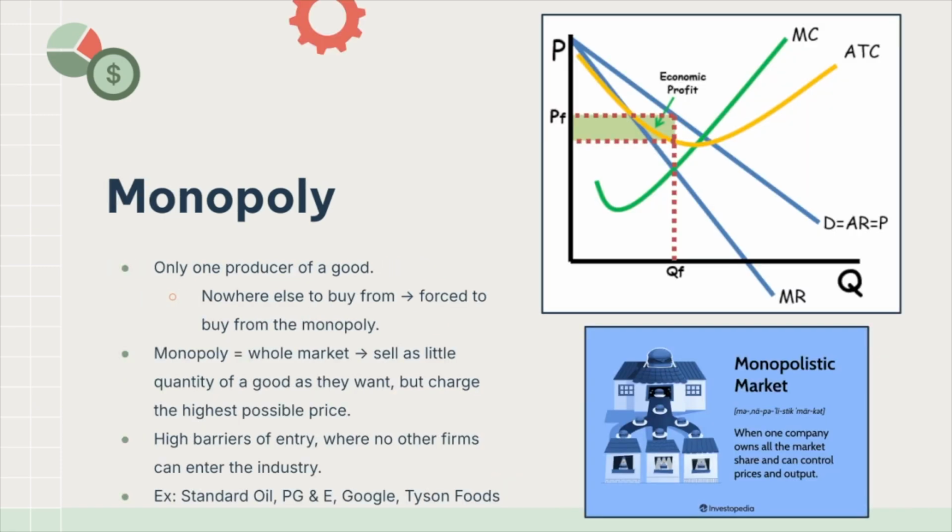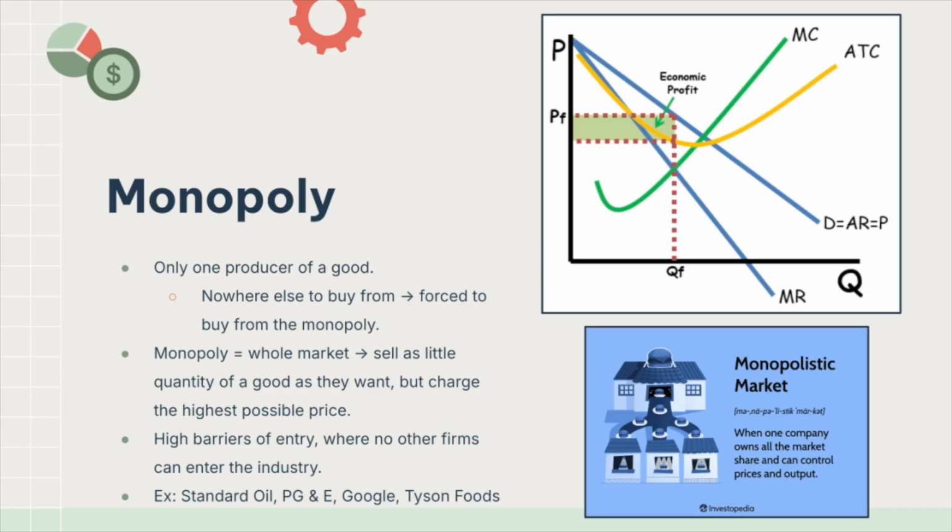Now I'm going to talk about monopolies. Basically, a monopoly occurs when there's only one producer of a good, and so customers have nowhere else to buy from, and they're forced to buy from the monopoly. The monopoly is also the same as the whole market, so they can theoretically sell as little quantity of the good as they want, but charge the highest possible price, which causes inconveniences and is very inefficient in the long run. Monopolies also have high barriers to entry so that no other firms can enter, which helps it retain its monopoly status. Examples of monopolies could be Standard Oil, PG&E, Google, as well as Tyson Foods.